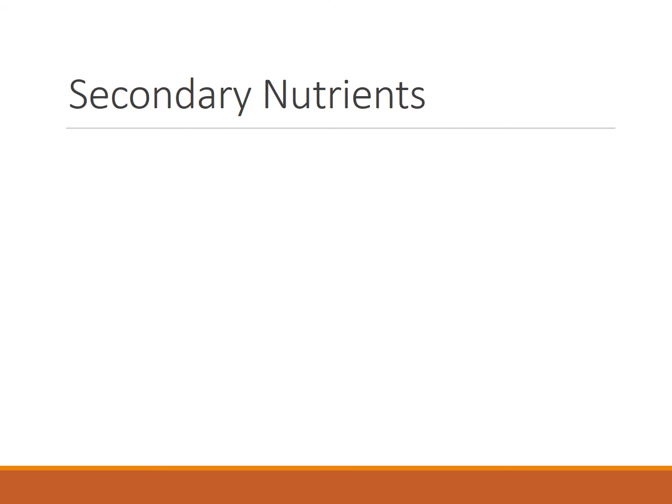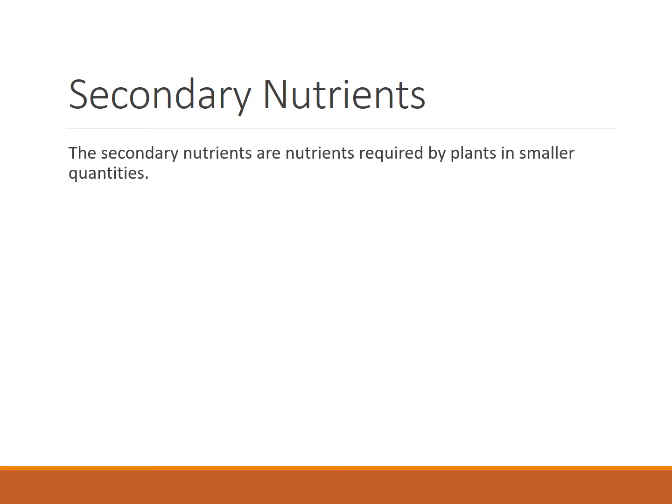There's another group of nutrients called secondary nutrients. And secondary nutrients are nutrients required by plants in smaller quantities. They're not required by plants in large quantities like the macronutrients were. They are essential for plant growth. It's just that the plant requires them in smaller quantities, and we call these secondary nutrients.